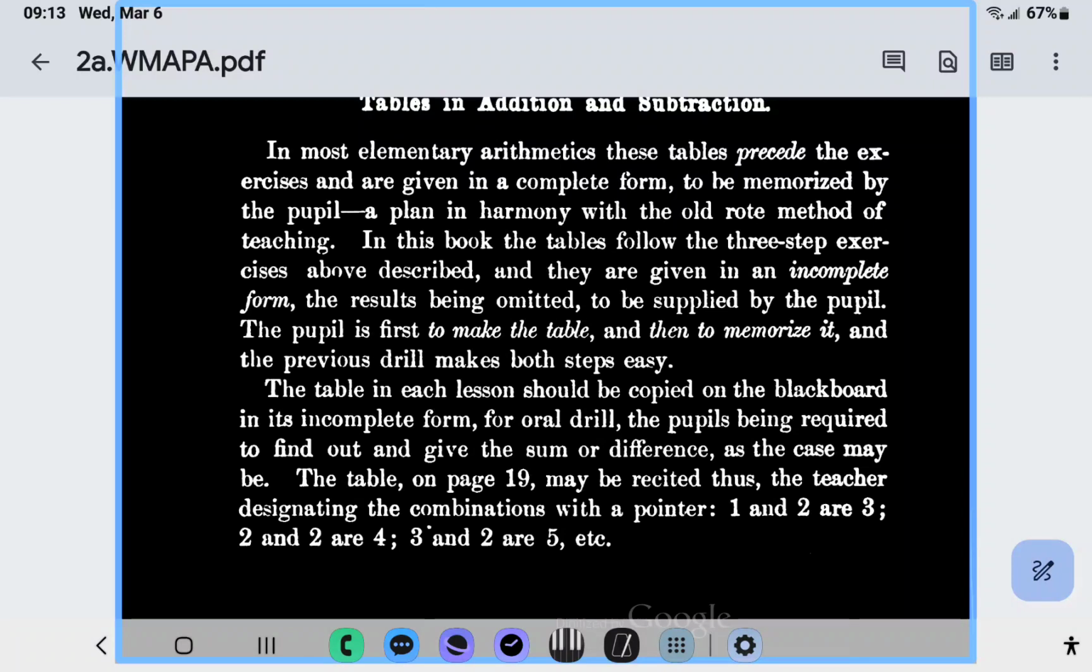6. 3 cents. 7 cents from 10 cents leave 3 cents. 7. 3 peaches. 6 peaches from 9 peaches leave 3 peaches. They may also be solved thus.